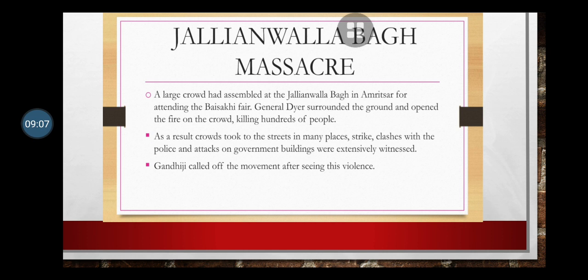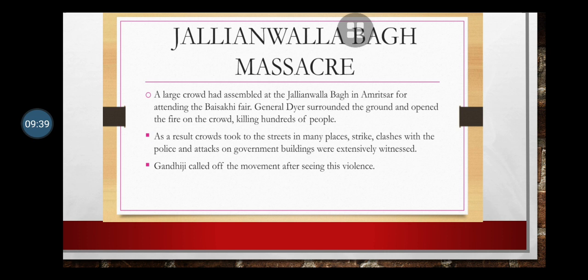Soon after this, we get to hear of the Jallianwallah Bagh massacre, which happened on the 13th April 1919, right? See, after the widespread protest against the Rowlatt Act, the British government had imposed martial law in cities. So the people who were gathered at the Jallianwallah Bagh ground in Amritsar were unaware of the martial law that had been imposed.